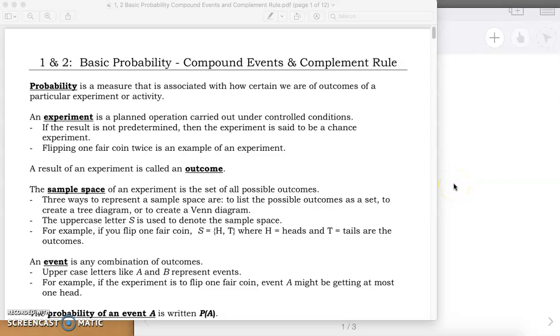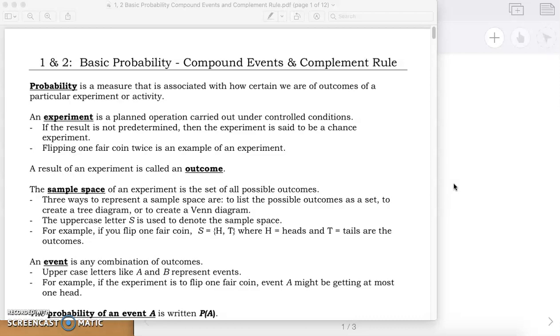Unit 6, Topics 1 and 2: Basic Probability, Compound Events, and Complement Rule. Probability is a measure that is associated with how certain we are of outcomes of a particular experiment or activity. An experiment is a planned operation carried out under controlled conditions. If the result is not predetermined, then the experiment is said to be a chance experiment.